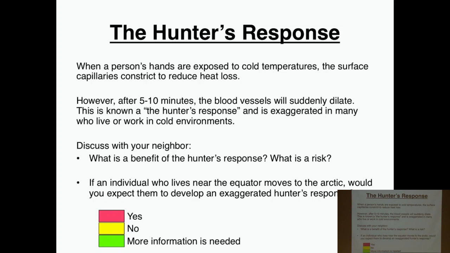Right, so you're saying that there's some sort of genetic difference where people who are in this cold environment have this ability to get this exaggerated hunter's response, and people who have no reason to have it, why would they have that built into their genes? They don't need it. It's not going to help them at all. Okay. So what about somebody who picked more information needed? Yeah.